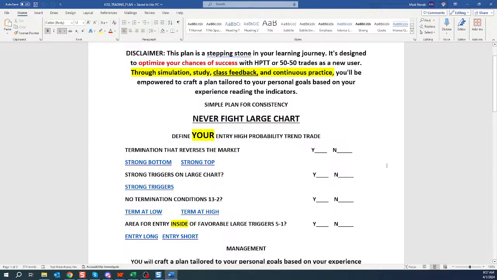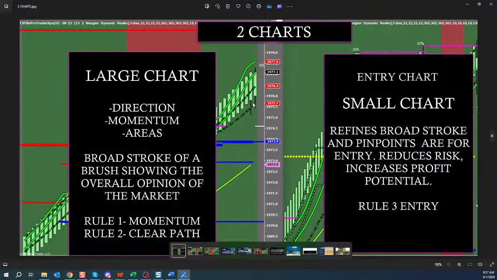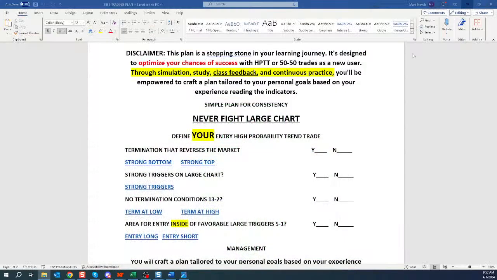You can eliminate 60 to 70% of the mistakes new users make by never fighting the large chart. By having a stern unwillingness, if you will, to fight the direction. By saying there's no way on God's green earth I'm going to fight the momentum, and just tell yourself I'm not going to trade into those areas. And you'll be amazed at how many losers you avoid.